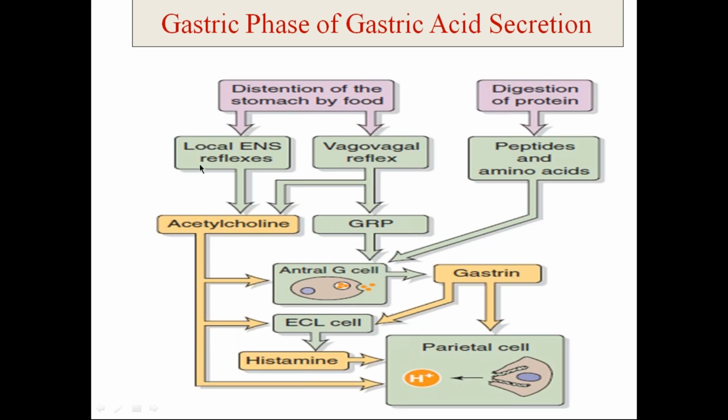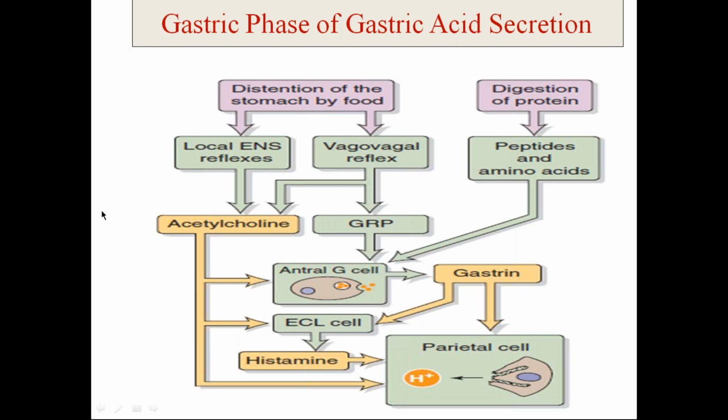दूसरा है local enteric nervous system reflexes. तो अगर denervation भी कर दो, vagus काट भी दो, तब भी ये gastric phase होगा because of the enteric nervous system which is present within the walls of the GIT. Another stimulus is your digestion of protein product, that is peptides and amino acids. They act on the antral G cells to secrete gastrin, and again this will increase the secretion of HCl. So this is how the gastric phase of gastric acid secretion occurs, which has both the neural as well as the endocrine and the paracrine component.